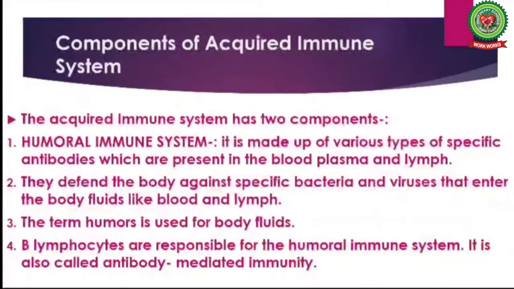So first is components of the acquired immune system. The acquired immune system has two components. First is humoral immune system. It is made up of various types of specific antibodies which are present in the blood, plasma and lymph. They defend the body against specific bacteria and viruses that enter the body fluids like blood and lymph.